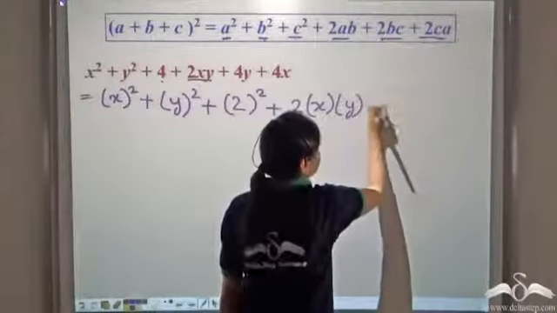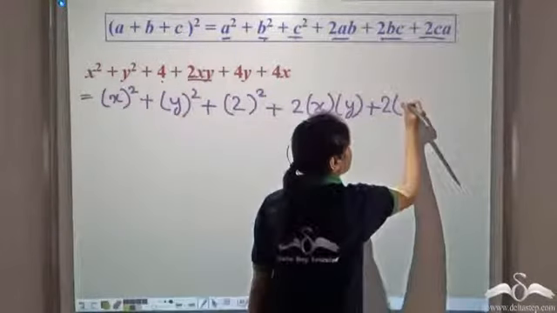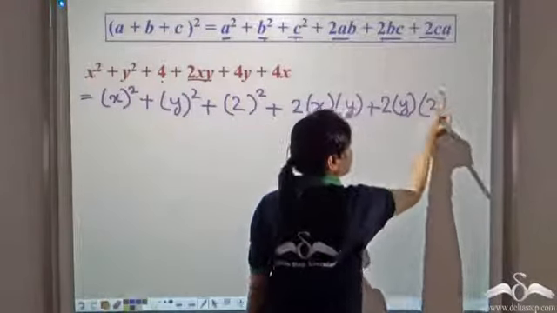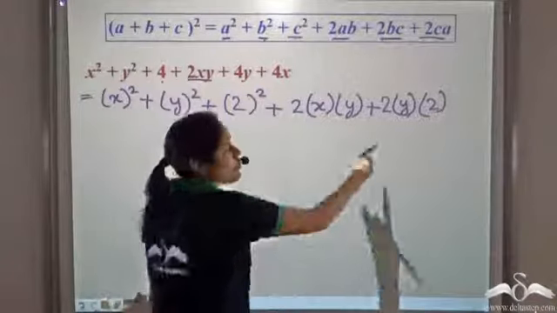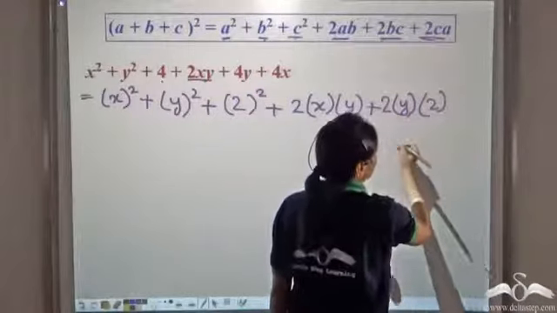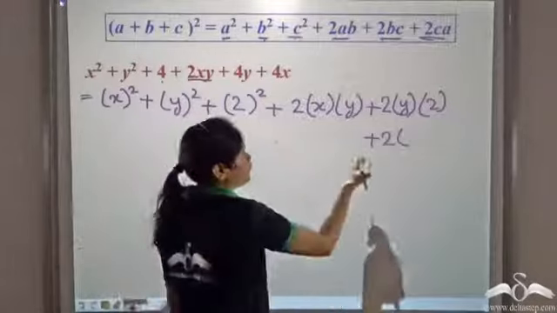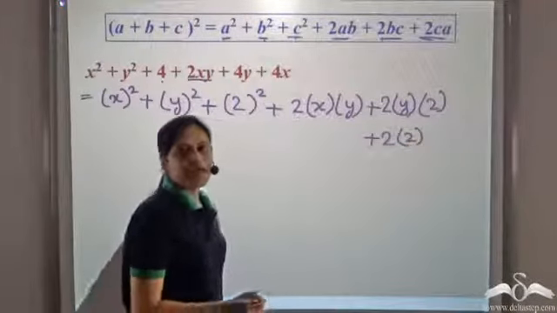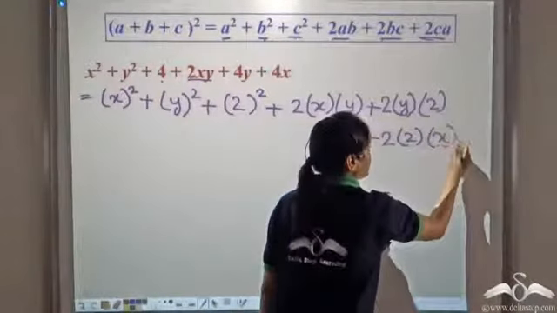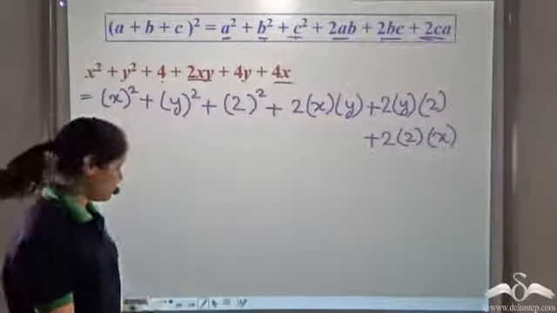2 into b into c. So 2b is y and c is 2. 2 into y into 2, which is 4y, which is what we have here. 2 into c into a is 2, c is 2. What is a? a is x. 2 into 2 into x is 4x. So we have 4x here.